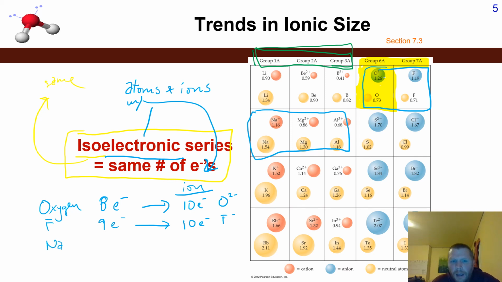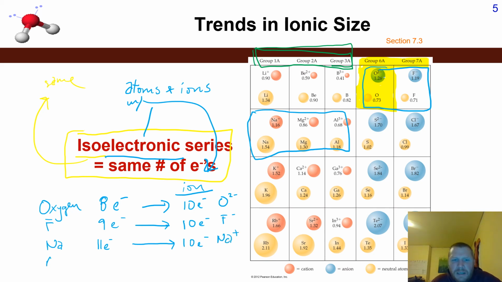Now, if we think about sodium, Na has an atomic number of 11. It has 11 electrons. What does sodium like to do? Sodium likes to lose one of those electrons. Sodium likes to become oxidized, so it's left with 10 electrons. So Na+.